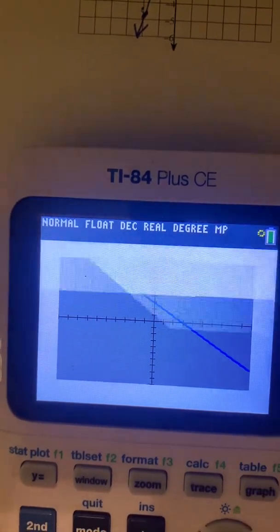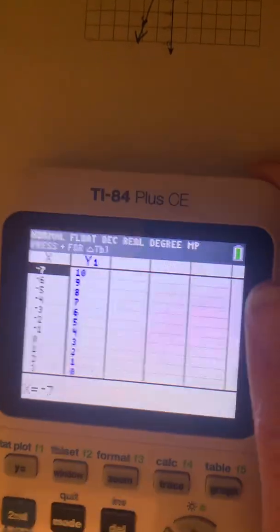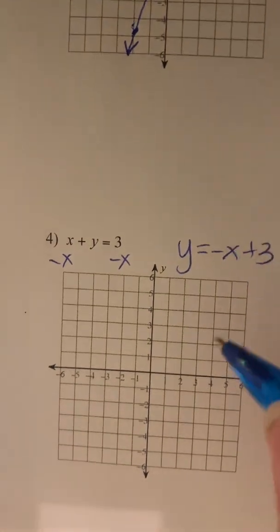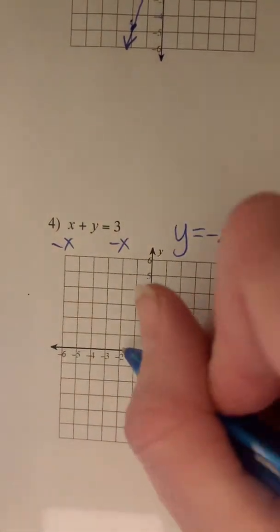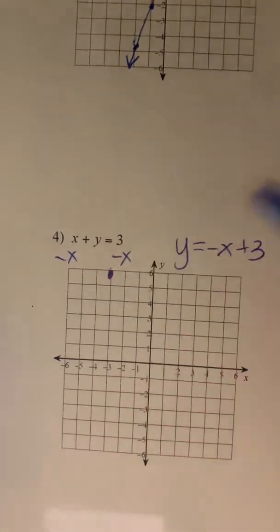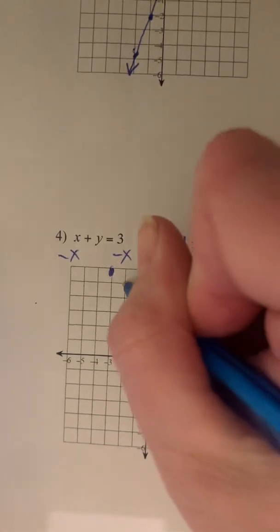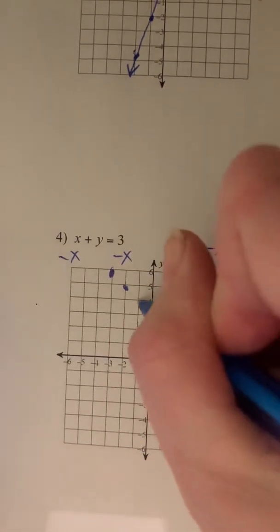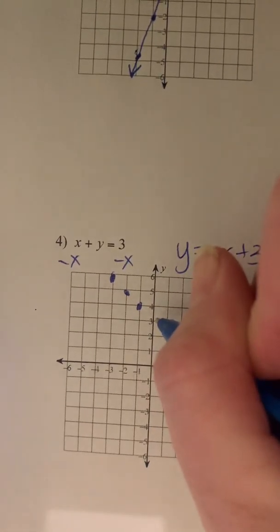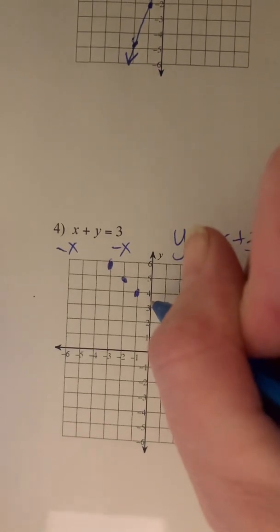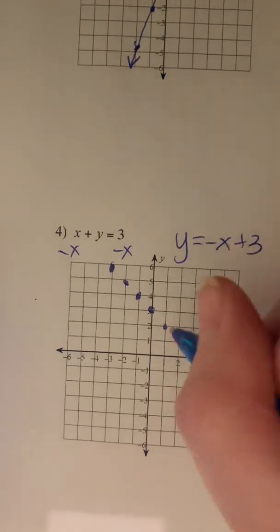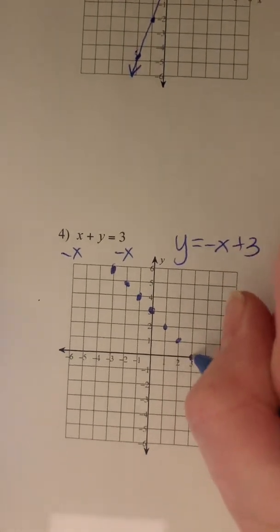So I go second table. And then plot my points. So first one I can fit on there is negative 3, 6. So negative 3, I got 3 to the left and 6 up. Negative 2, 5. Negative 1, 4. Oh, sorry, 0, 3. 1, 2, 2, 1, 3, 0.